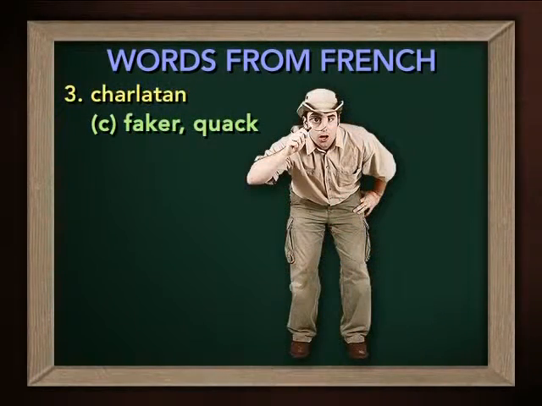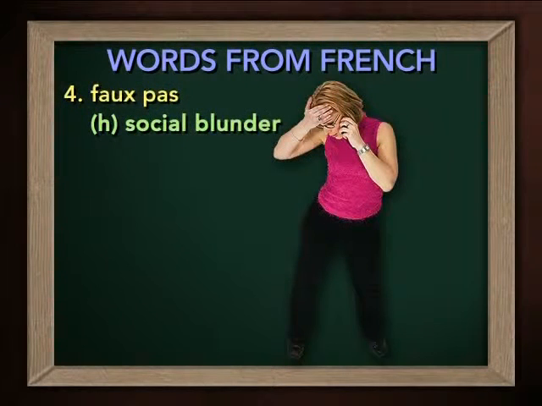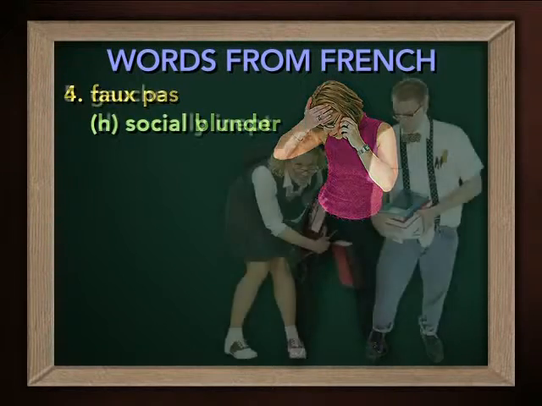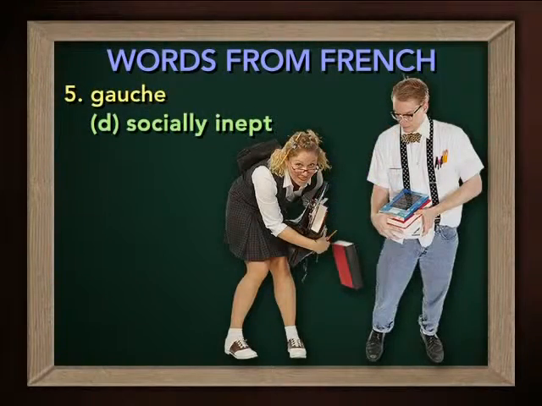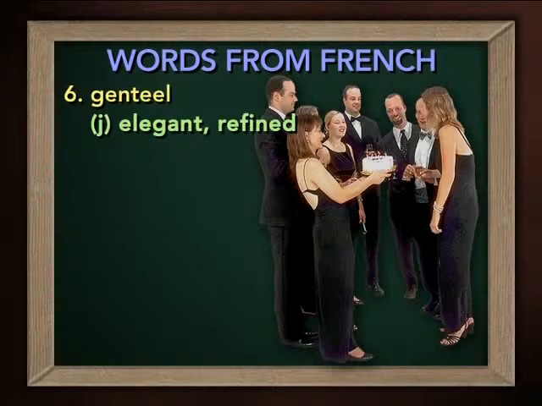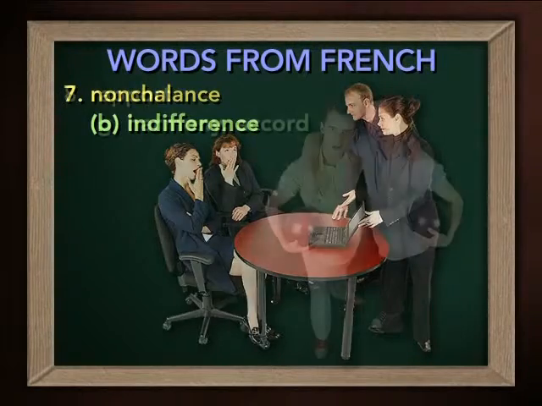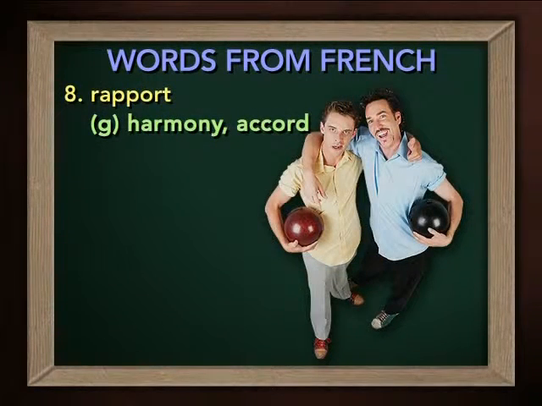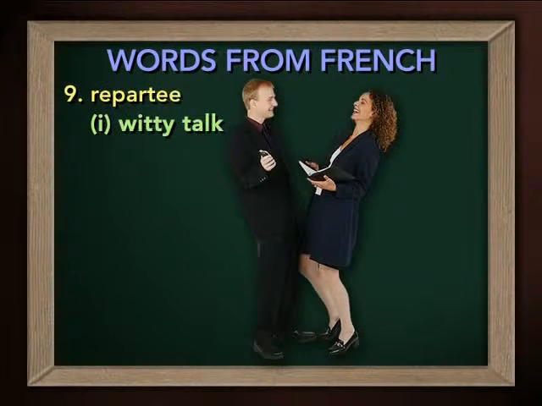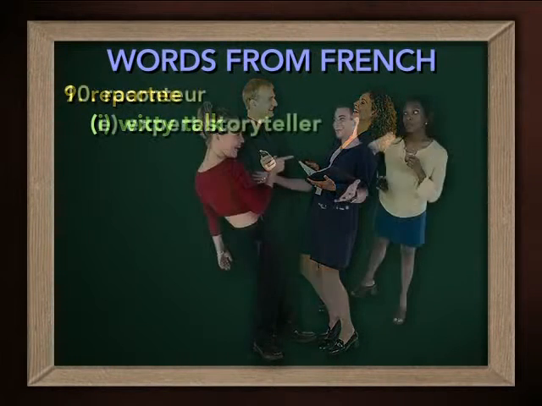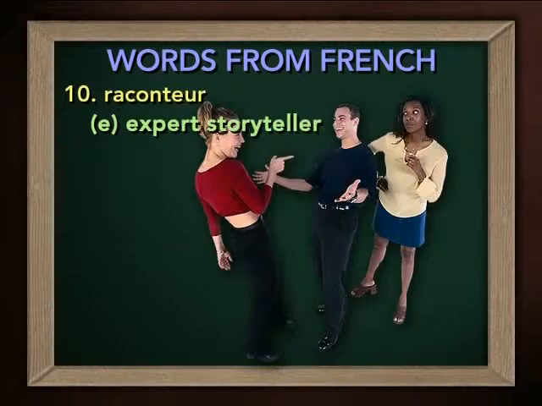A charlatan is a faker or a quack. Faux pas is a social blunder. Pas in French means step, and faux means fake. So it's a fake step or a social blunder. Gauche means socially inept. Genteel means elegant and refined. Nonchalance means indifference. Rapport is harmony or accord. Repartee is witty talk, and a raconteur is an expert storyteller.